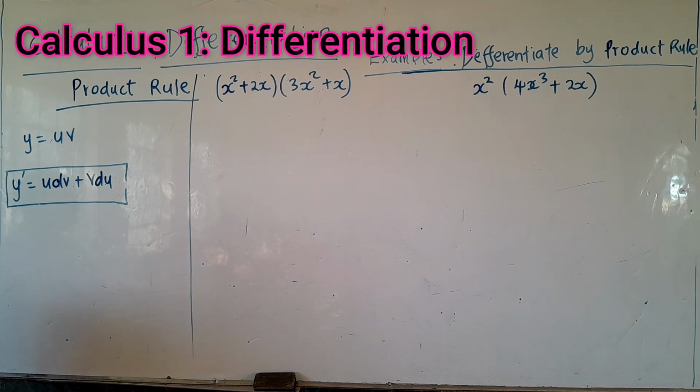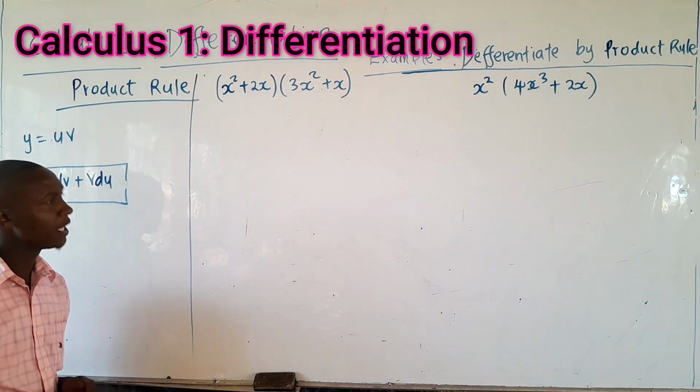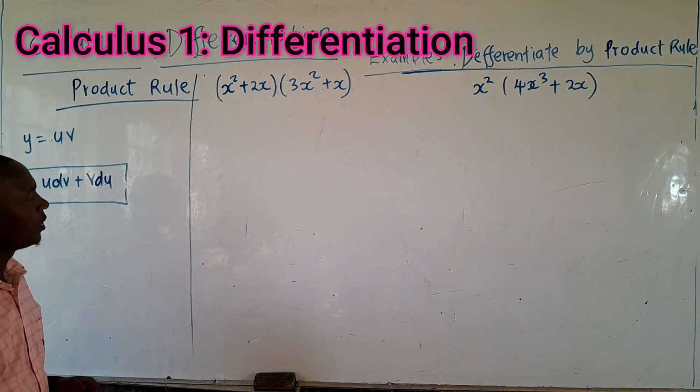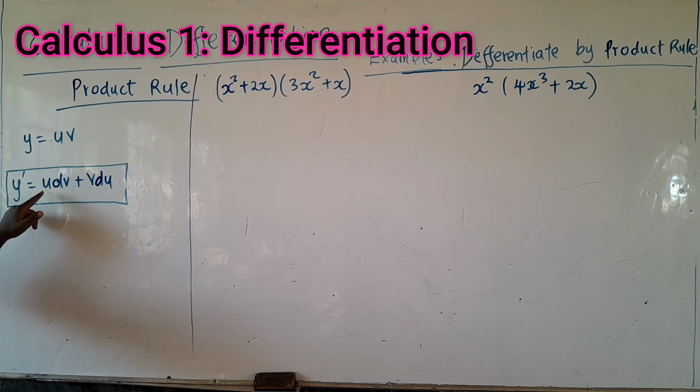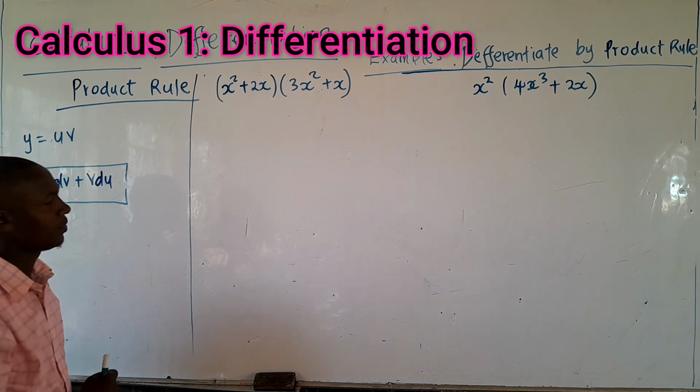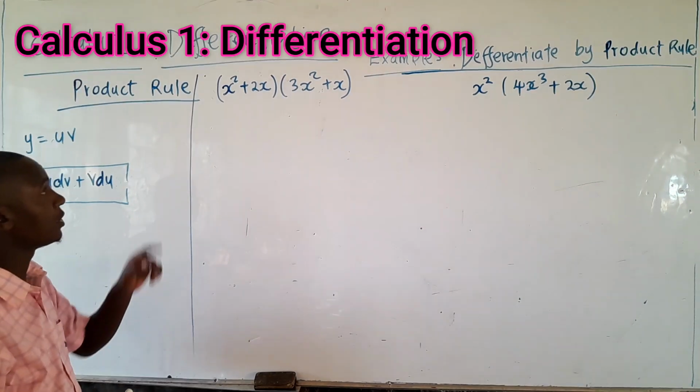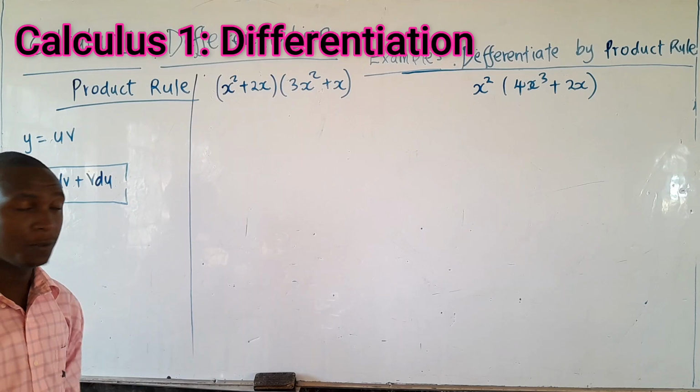So it is very simple: u dv plus v du. If you write this and memorize it, it's going to be very easy for you to remember. My lecturer taught me that if you have it as u dv plus v du, then it's going to be very easy for you. Now, let's apply it in these two examples and see how it's going to work out.